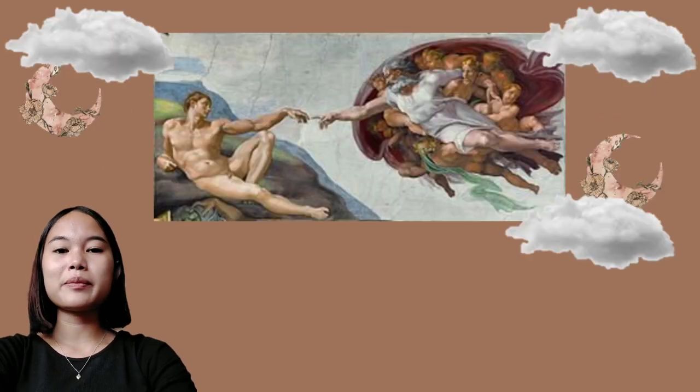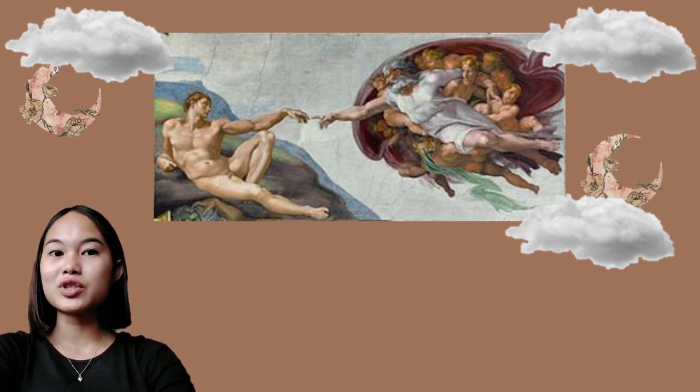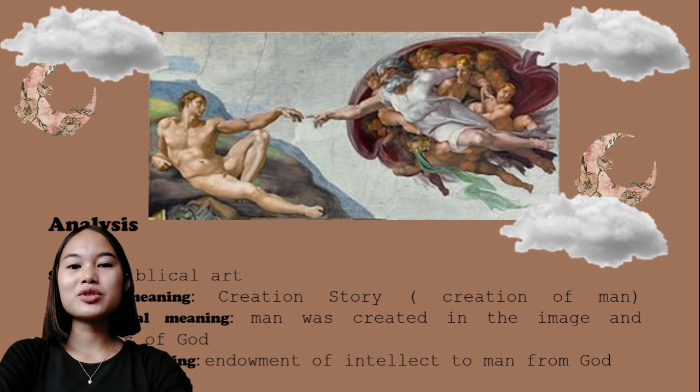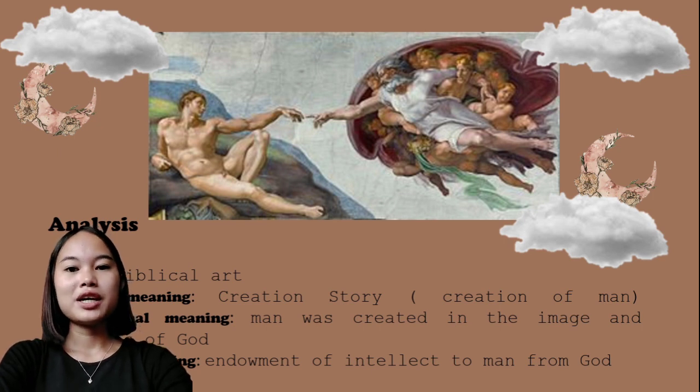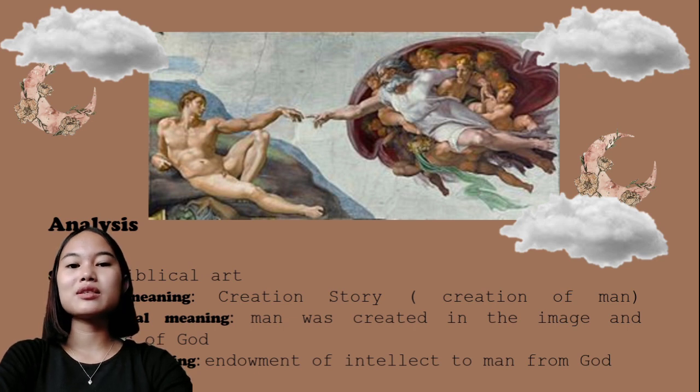I have here an example painting. Can you give the subject, the factual meaning, the conventional meaning, and also the subjective meaning of it? You're right. The subject of it is biblical art. The factual meaning is the creation story. The conventional meaning is that man was created in the image and likeness of God, and the subjective meaning is the endowment of intellect to man from God.